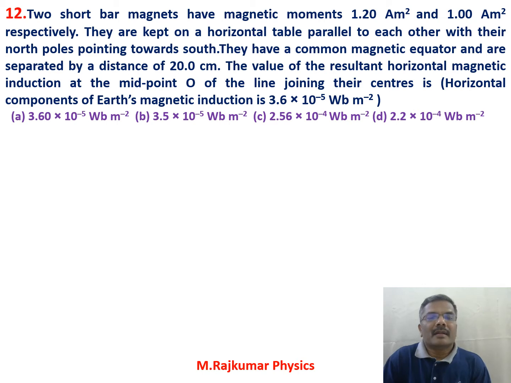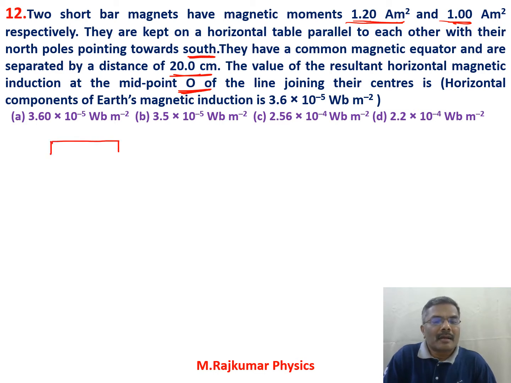Here they have given two short bar magnets, one with a magnetic moment of 1.2 ampere meter square and the other with 1 ampere meter square. They are kept on a table horizontally with their north poles pointing toward the geographic south, and they have a common magnetic equator, separated by 20 centimeter. So they are asking you to find the magnetic induction at the midpoint of these two bar magnets. Assume this is one bar magnet like this.